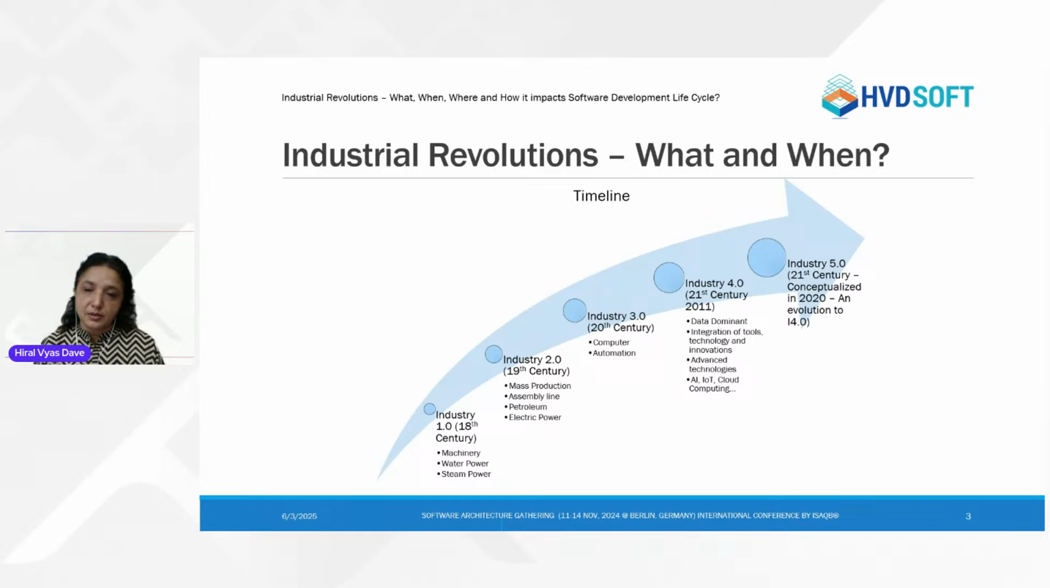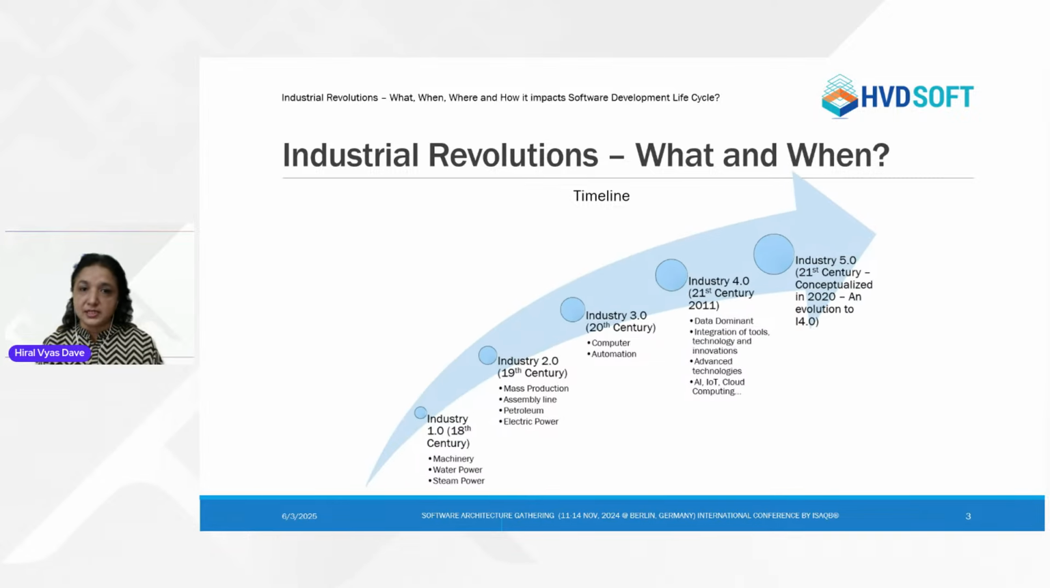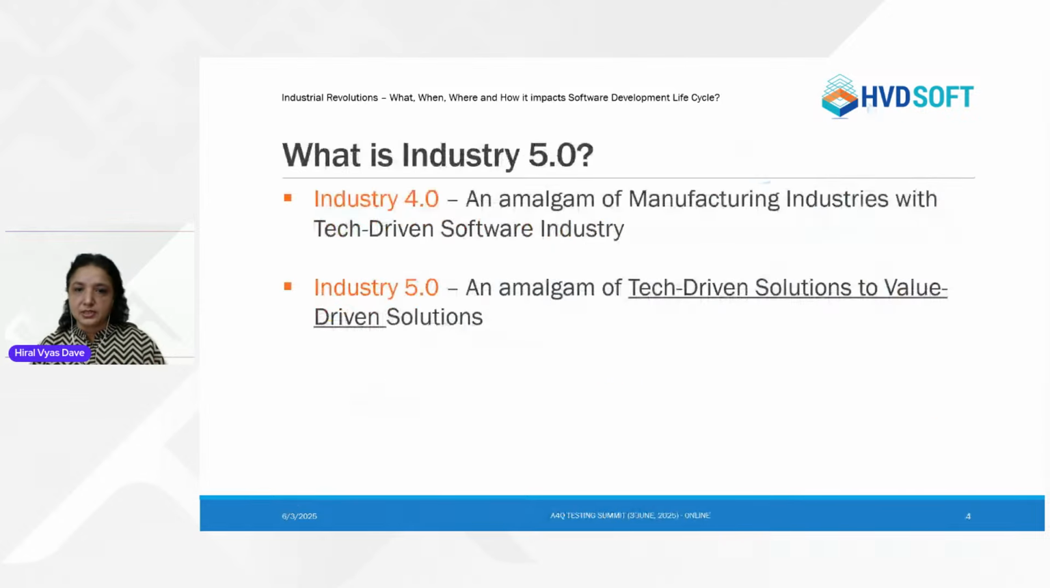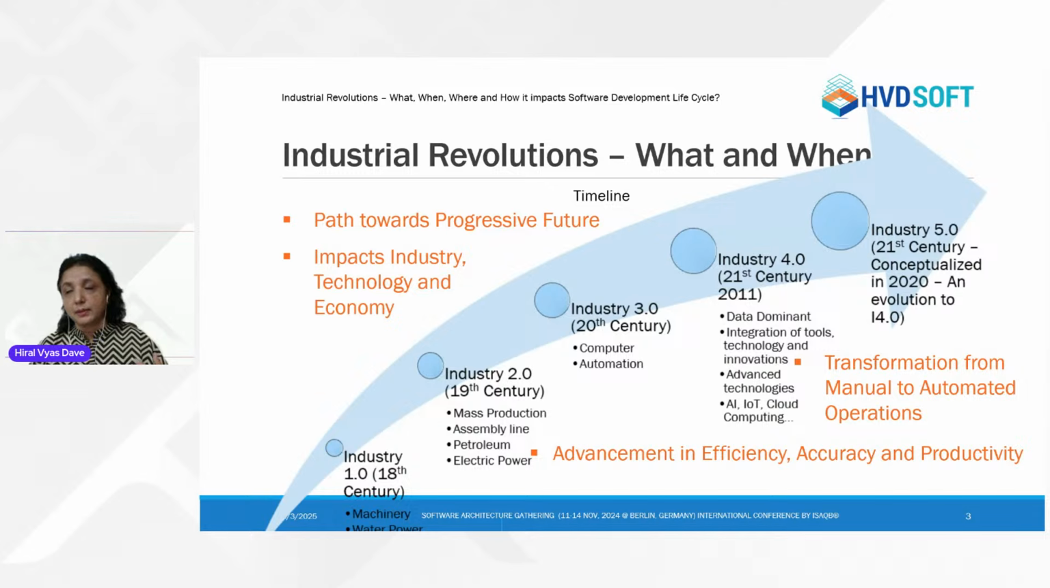More or less all these industrial revolutions have, in some way or other, brought ease into the lives of us human beings. They have significantly reshaped society, and I would say they have brought a path toward a progressive tomorrow. They have impacted industry, technology, and the economy. They have also transformed the way manual things are now more automated. They have brought advancement in efficiency, accuracy, and productivity.